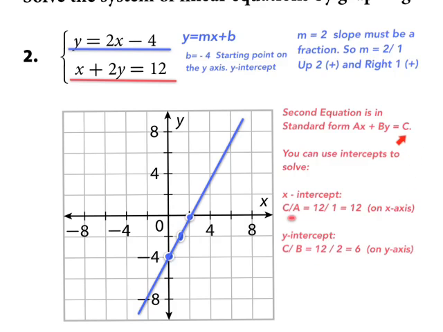Now, C is in this position. You're going to take C and divide it by the number in this position, which is B. In this case, it would be 12 divided by 2. So if we come back here, 12 divided by 2 is equal to 6. Now, that is going to go on your y-axis. Your y-axis is here. So 2, 4, 6.